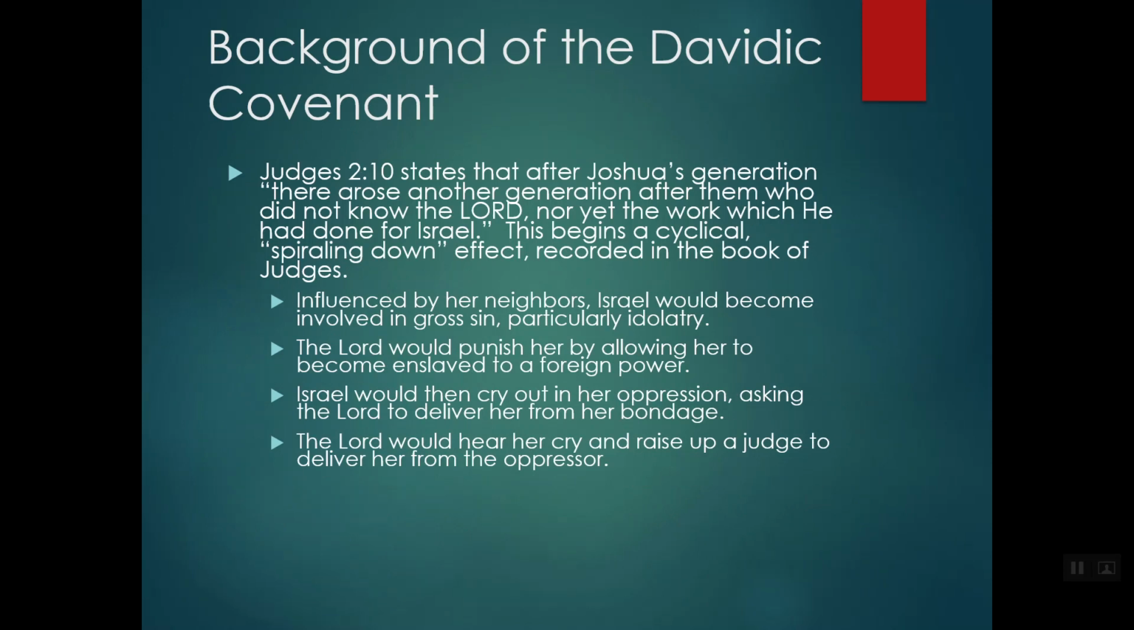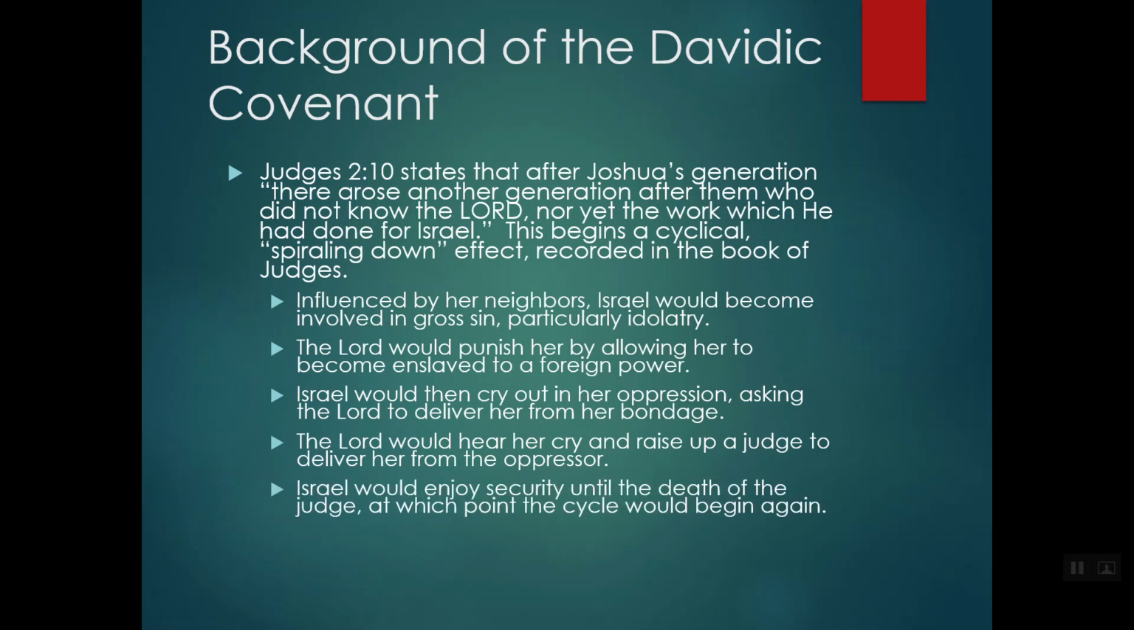The Lord would punish her by allowing her to become subjugated to a foreign power. And what did she do? What do we read about in the book of Judges when that happened? She'd call out to God, and what would God do? And he'd send somebody. He'd send a judge. They would cry out in their oppression, asking God to deliver her from her bondage. The Lord would raise up a judge.